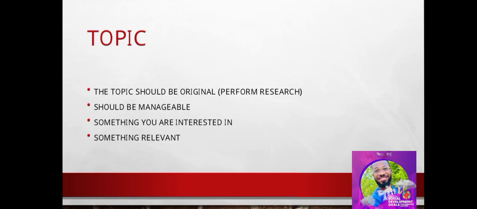Now, the topic, choosing a project topic. This is the most important part of the project actually, because this is what you're going to write on generally. So your topic has to be something that is very original. What I mean by original, I would say there's basically nothing you want to write now that is not on the internet.